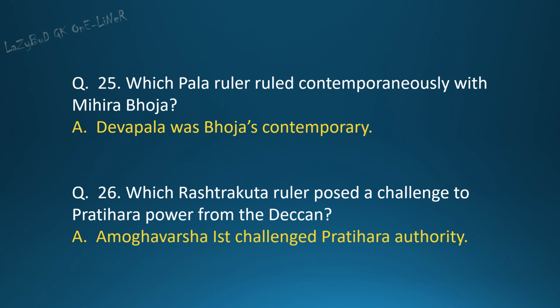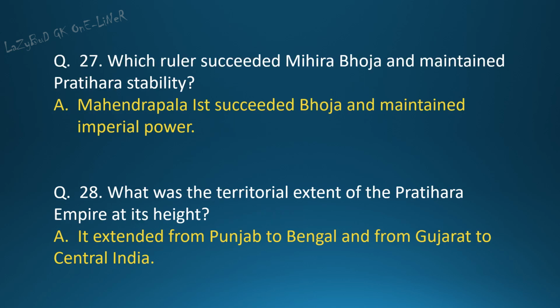Question 26. Which Rashtrakuta ruler posed a challenge to Pratihara power from the Deccan? Answer. Amoghavarsha I challenged Pratihara authority. Question 27. Which ruler succeeded Mihira Bhoja and maintained Pratihara stability? Answer. Mahendrapala I succeeded Bhoja and maintained imperial power. Question 28.